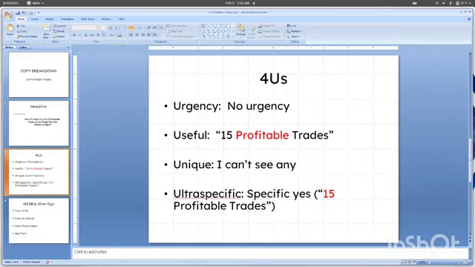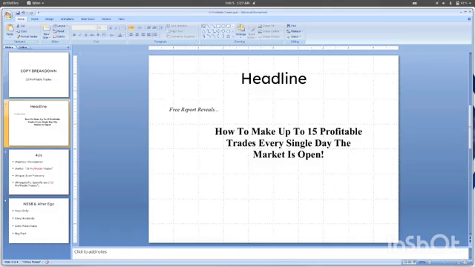So the 4 U's of a headline. The headline can consist of these things. Either all 4 of them should be in the headline, or at least 3 of them should be in any headline. So we have urgency, useful, unique, and ultra specific. In this particular headline, there's not any urgency in it. The headline: free report reveals how to make up to 15 profitable trades every single day the market is open. We can't see any urgency here.